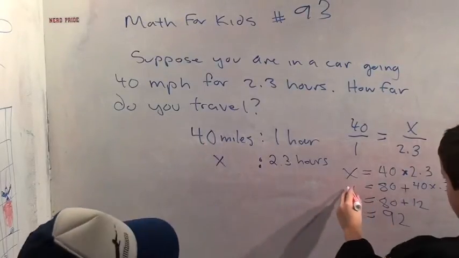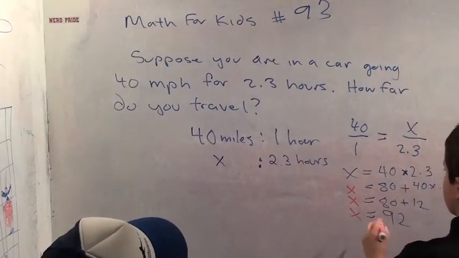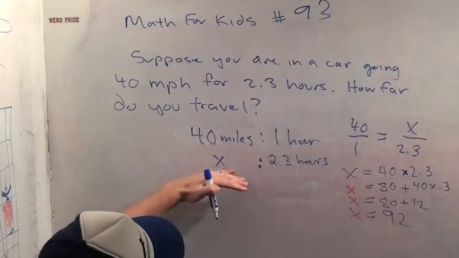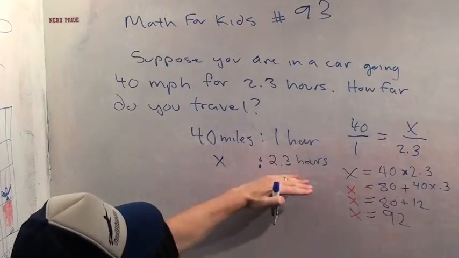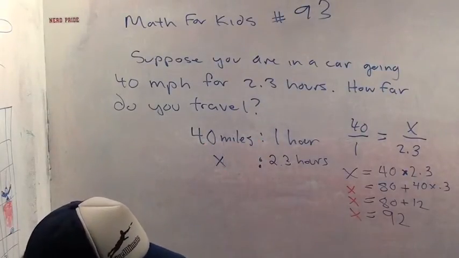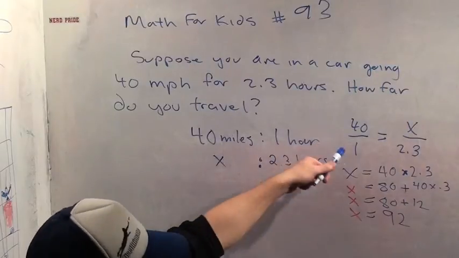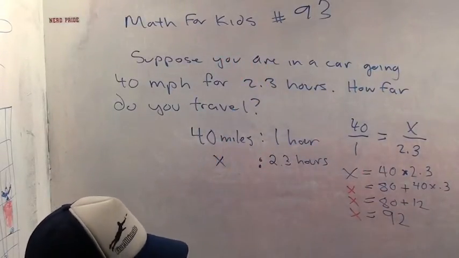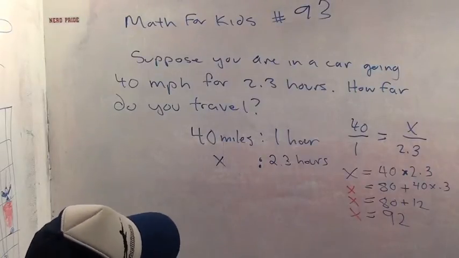92. Okay. So if you want to think about it in ratios, it's not a bad way to think about it. 40 miles to 1 hour is how many miles, X miles, in 2.3 hours. So we just set up our ratios. That's why these kind of problems that we're doing are in the ratio section of your book. Okay, does that make sense?